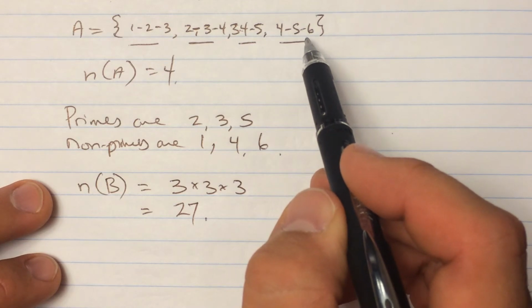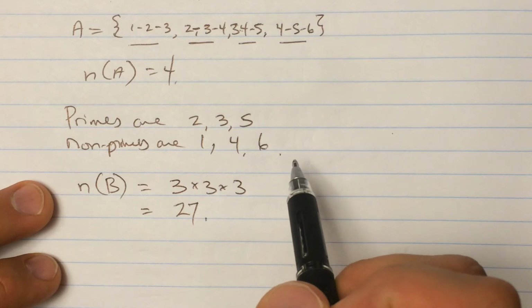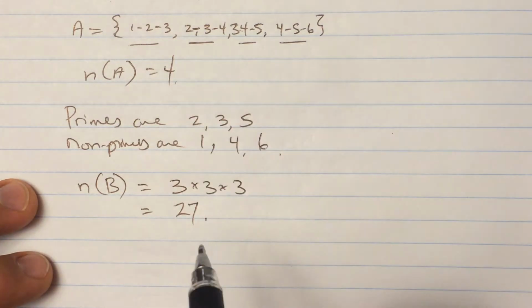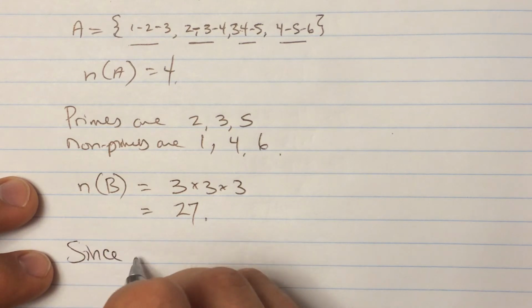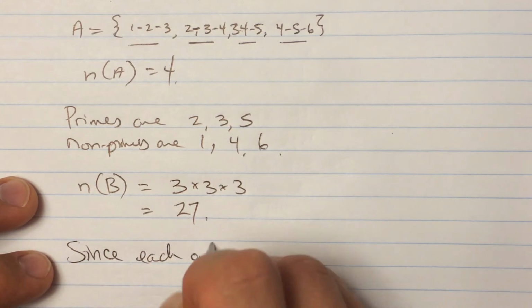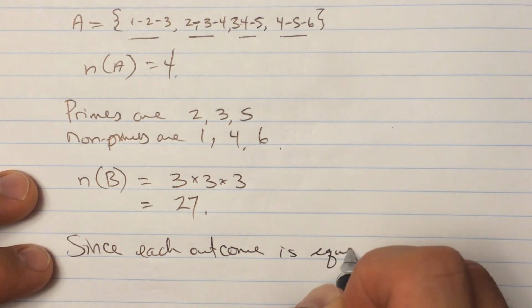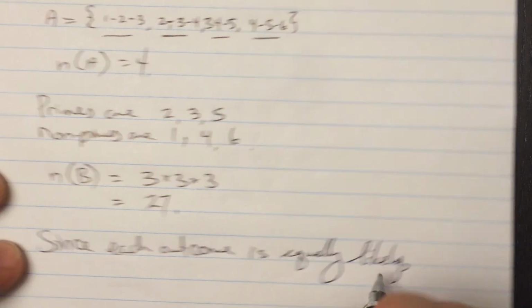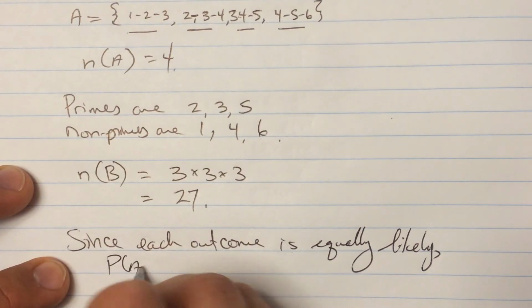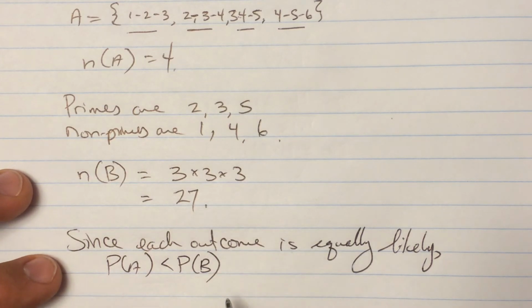So there are 4 sequences of rolls that will give us an increasing sequence like this. There are 27 sequences of rolls that will not give us any prime numbers. So I don't need to get to the probability stage. I can say that since each outcome is equally likely, the probability of A is less than the probability of B. That is, that B is more likely.